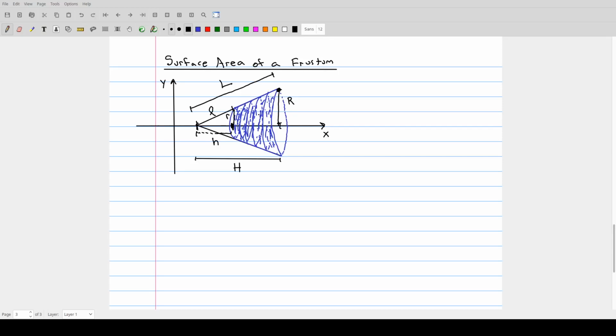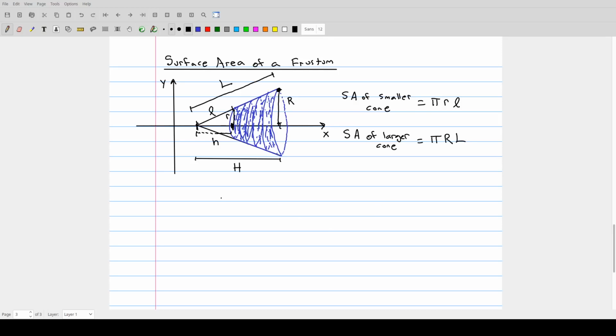So the first thing we want to know is the surface area of a cone, and it turns out that the surface area of the cone is pi times the radius of the base times the hypotenuse length. So in this case, the surface area of the smaller cone is pi times r times lowercase l. The surface area of the larger cone is pi times big R times big L.